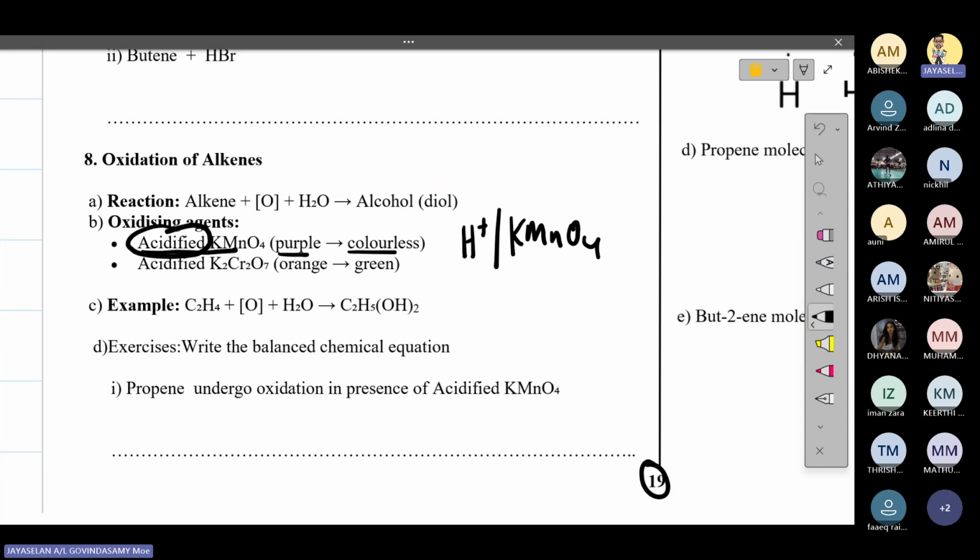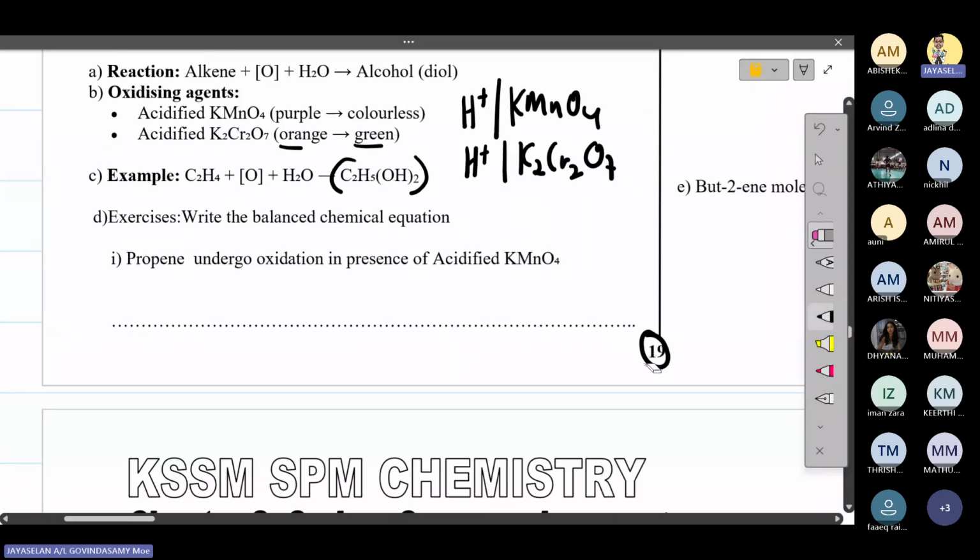Page 19. It can be replaced or substituted with another substance, but there must be H positive: K2Cr2O7, acidified potassium dichromate(VI). Orange turns into green. Got it? Okay, you will get a diol. I already did one example. We do another example, see how to do it. Okay, just memorize this.